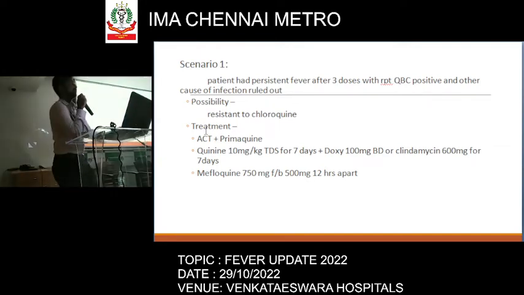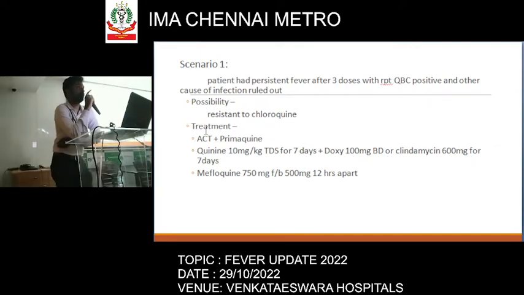Chloroquine resistance should be suspected when after 72 hours of treatment the patient is having more than 25% of the parasite load. Otherwise, even with treatment completion and the patient being afebrile, after 7 days, if the parasitemia is present in QBC, we can suspect that the malaria is resistant to chloroquine. Coming to the treatment for resistant malaria, there are three treatments, but the easiest for us is going to be ACT combination drugs with primaquine.